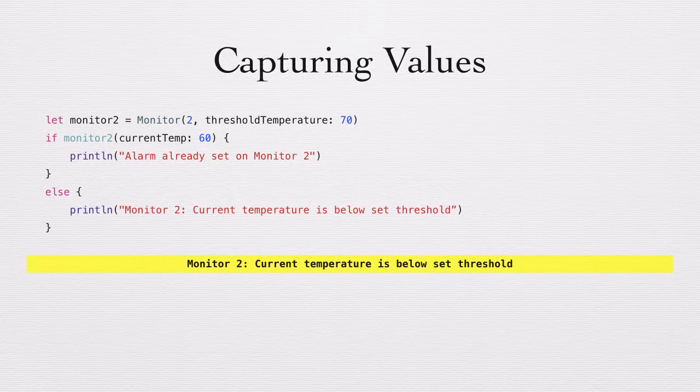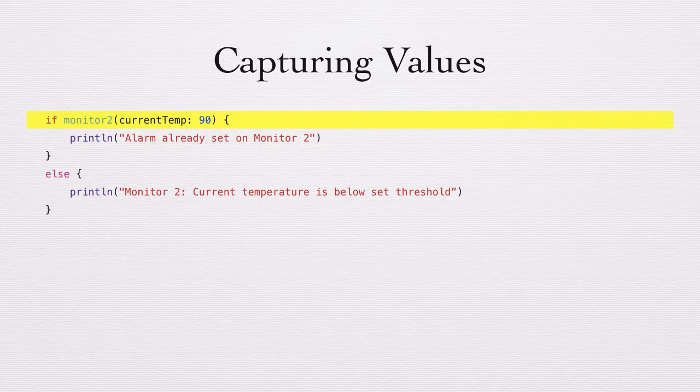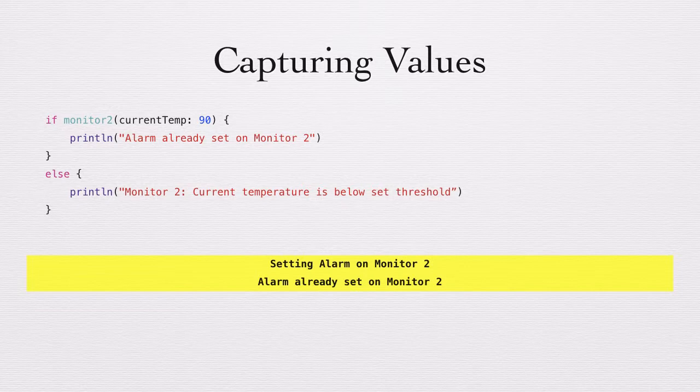Try adding one more call to monitor2, setting the current temperature value to 90, which is above the set threshold for this closure. You will now see this output. It is evident now that both closure instances are distinct and retain their own individual status.